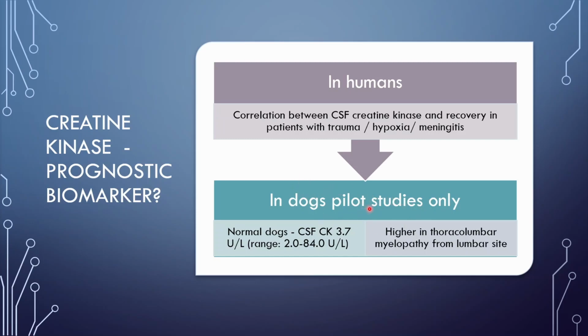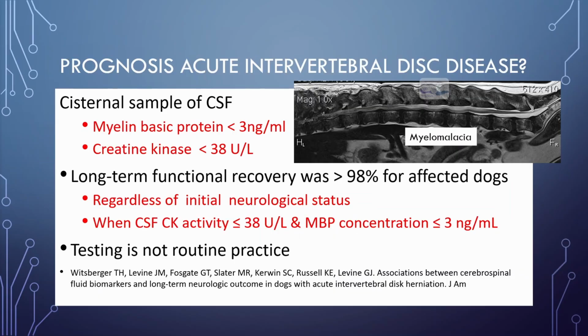And in dogs, they've done pilot studies really only. This is the normal level of creatine kinase, and it is meant to be higher than the thoracolumbar, from the lumbar site if you have disease in the thoracolumbar area. And it has been used to look for a prognostic factor in intervertebral disc disease. As I said before, it would be nice to know before the dog gets myelomalacia if the dog is going to get myelomalacia, or if the dog is not going to recover. And this is an example of a dog that went on to develop myelomalacia. We can see the high signal in the cord here.